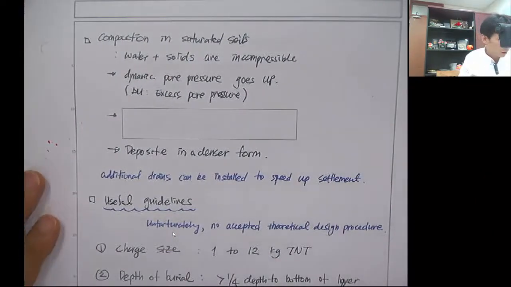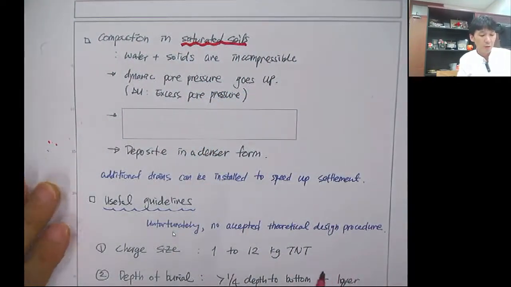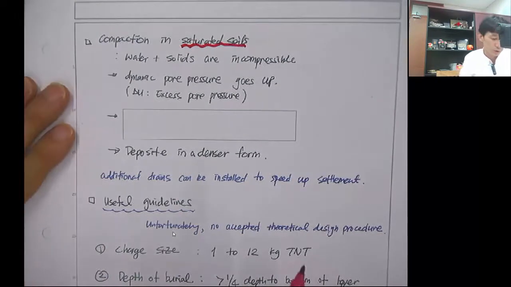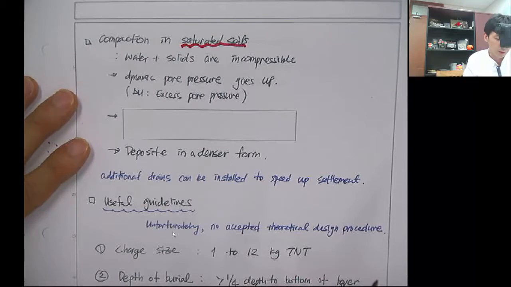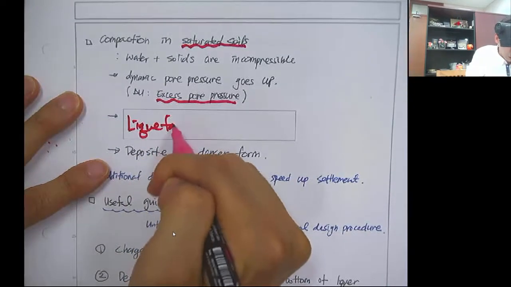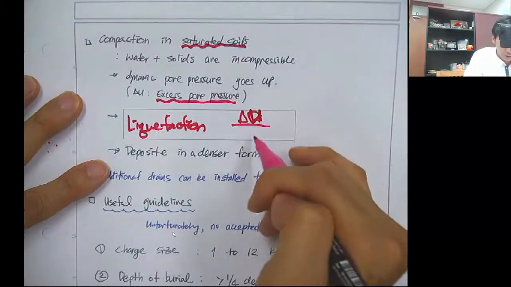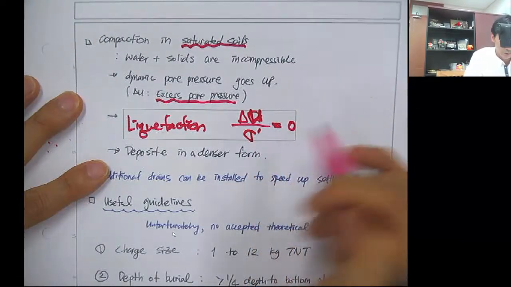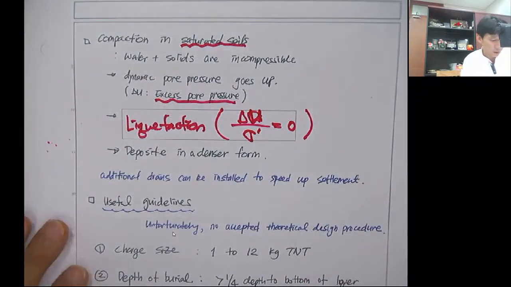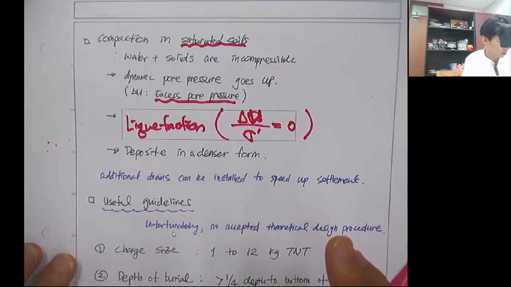And when you apply this explosive or explosion in the saturated soil, because in the saturated soil the water and the solids are incompressible, this very large dynamic load can increase the pore pressure. So it will induce the excess pore pressure. So it can cause the liquefaction when the pore pressure, delta U over effective stress, goes to 0. Then after the liquefaction, it deposits again in a denser form.